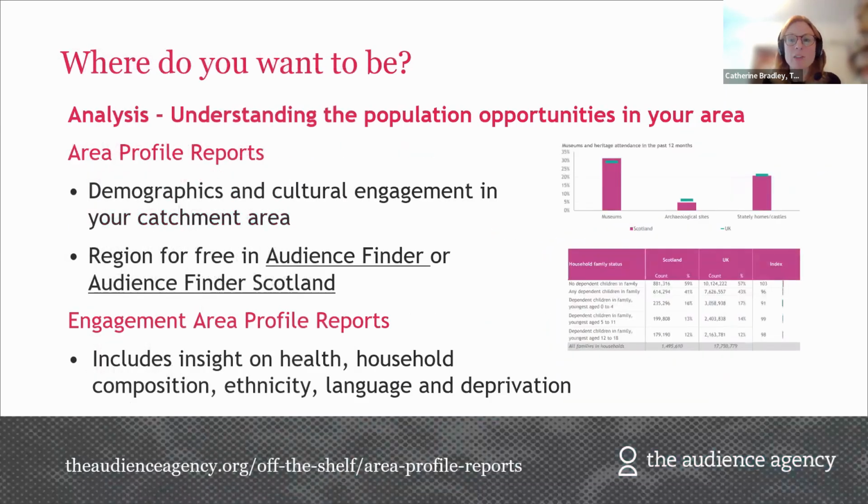So as I mentioned, one really useful source of population data is area profile reports, and these bring together data from Experian and the Office for National Statistics about the population in a defined area, and they cover demographics and cultural engagement. There's a more enhanced version called the Engagement Area Profile Report as well, and that includes really very detailed additional information on areas such as health, household composition, ethnicity, language, and deprivation. You can find out more about them more generally at the link at the bottom of the slide.